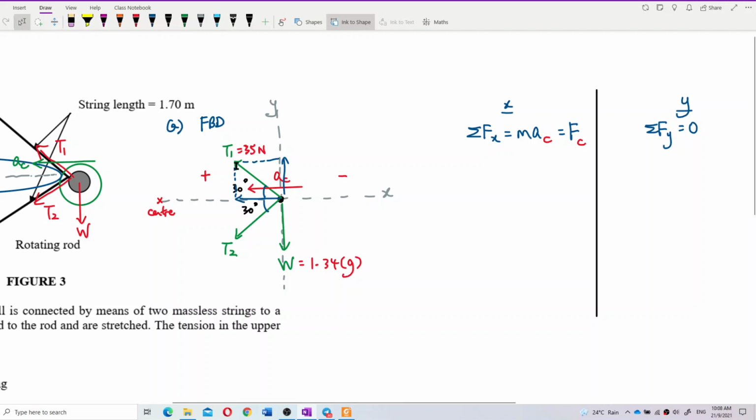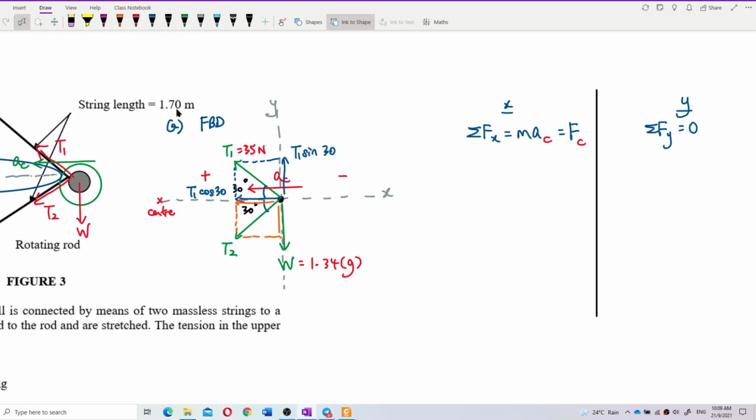The x component for T1 should be cosine 30 because it is adjacent to the 30 degree angle. So it's actually T1 cosine 30. How about the y component? The y component is opposite to the angle, so it's sine 30. So it's T1 sine 30. How about T2? T2 we also resolve into two components.